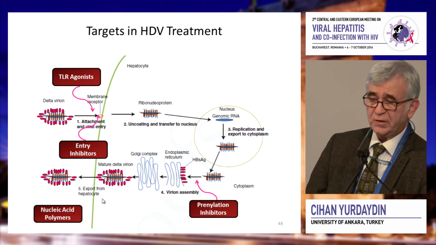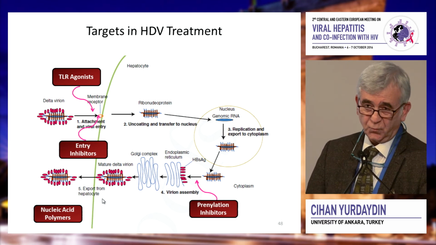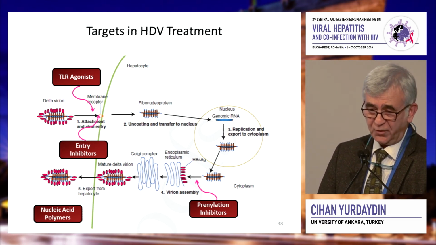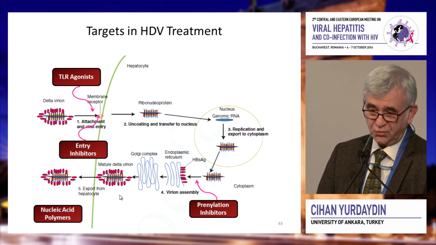And then we have nucleic acid polymers. The mode of action is actually not very well known, but probably they affect the extrusion of the virion out of the cell.